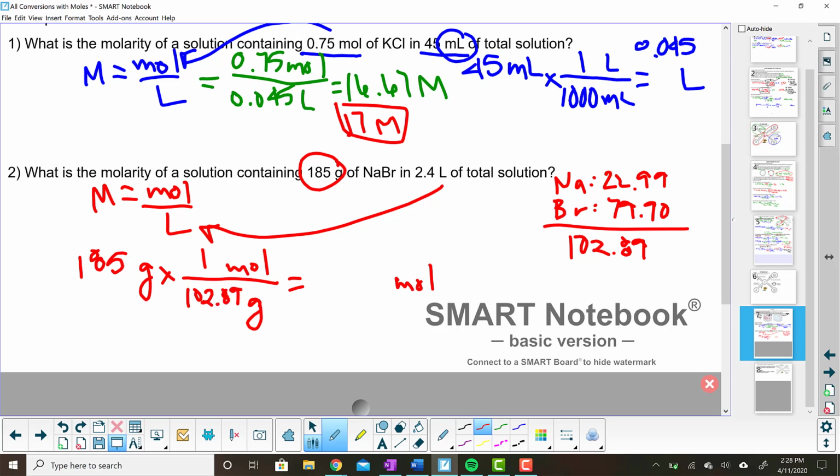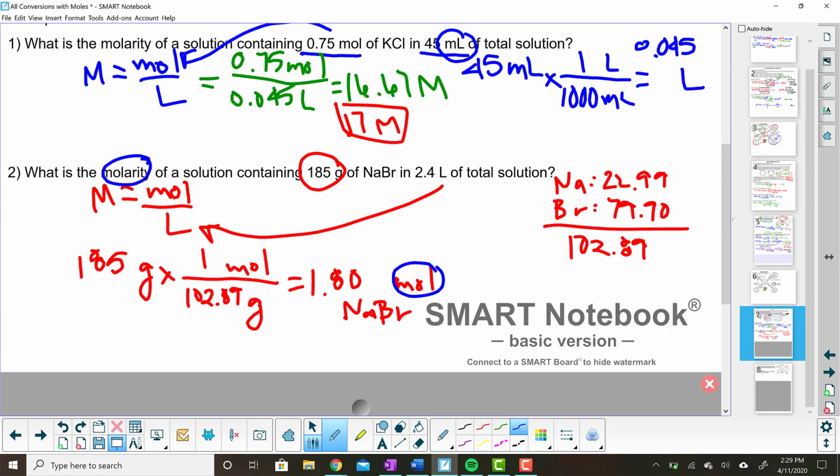And now we can determine how many moles of sodium bromide we have. Looks like we have 1.80, that's with sig figs, 1.80 moles of sodium bromide. I wish we could be done there, but remember, this is just the moles, and I wanted to find molarity.